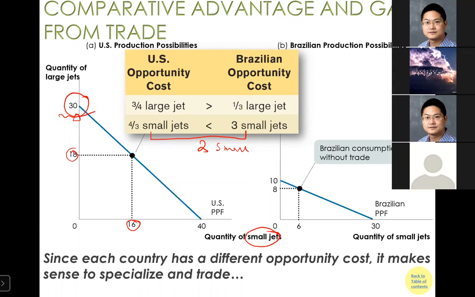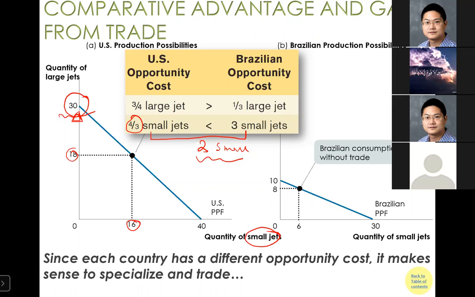If they sell the larger jet at a price of 2 small jets, meaning they are going to benefit. Why? Compared to if they decide to produce the small jet themselves. Okay? So what is the opportunity cost? If they give up a larger jet, it means they can only produce this amount of small jet, right? 3 small jets.